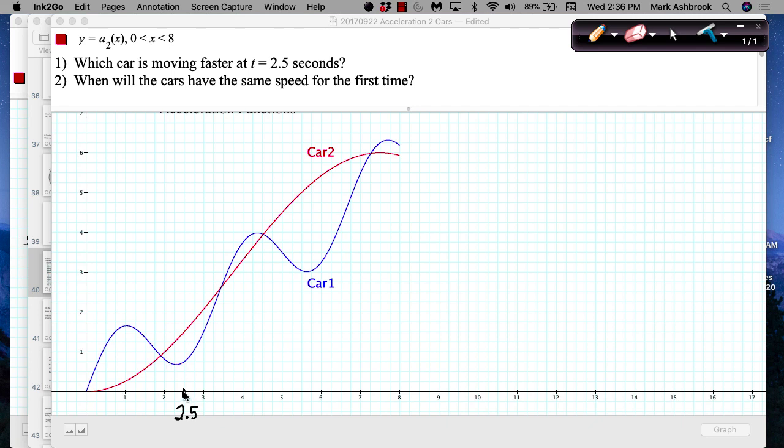Why do you think that car 1 is still going faster after 2.5 seconds? Yeah, the area under the blue curve is greater than the area under the red curve, which is the velocity. Okay, that's true. But I really want to take our focus off of area and think more about accumulated changes.